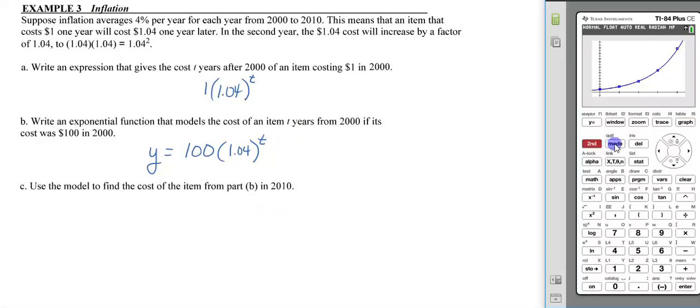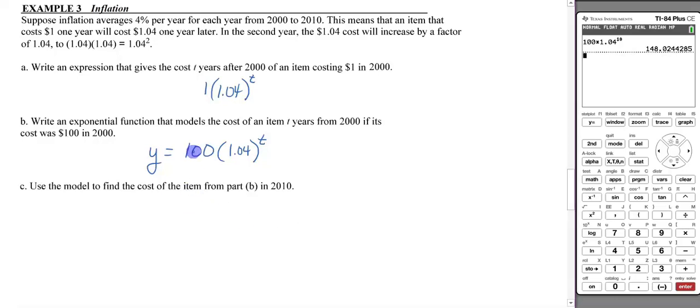So there's no need for us to graph this. We can simply put this into our calculator from the home screen with an exponent of 10. So that $100 item in the year 2000 is going to cost $148.02 in the year 2010.